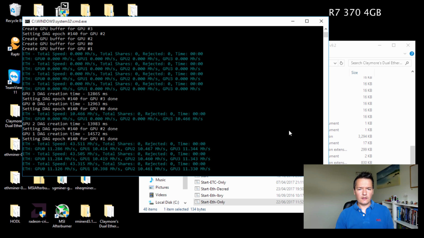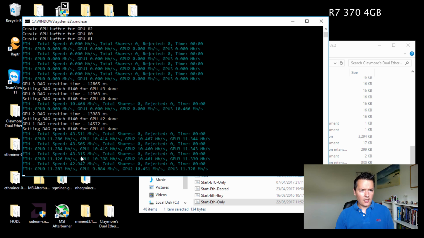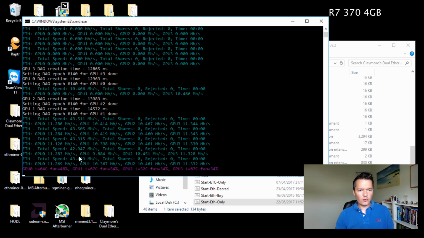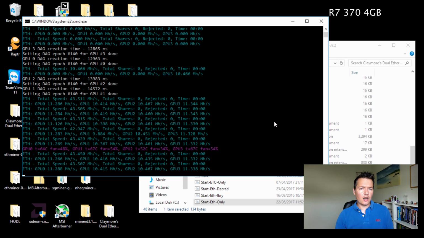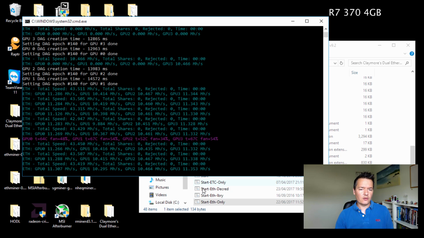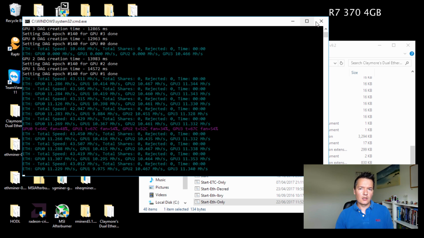Okay, so they're all running now. The driver issue has sorted itself out, and we're getting 43 and a half roughly. So yeah, the AMD cards, even this older R7 370, don't appear to be affected very much on the initial epoch change. So I'll try again with a higher epoch.